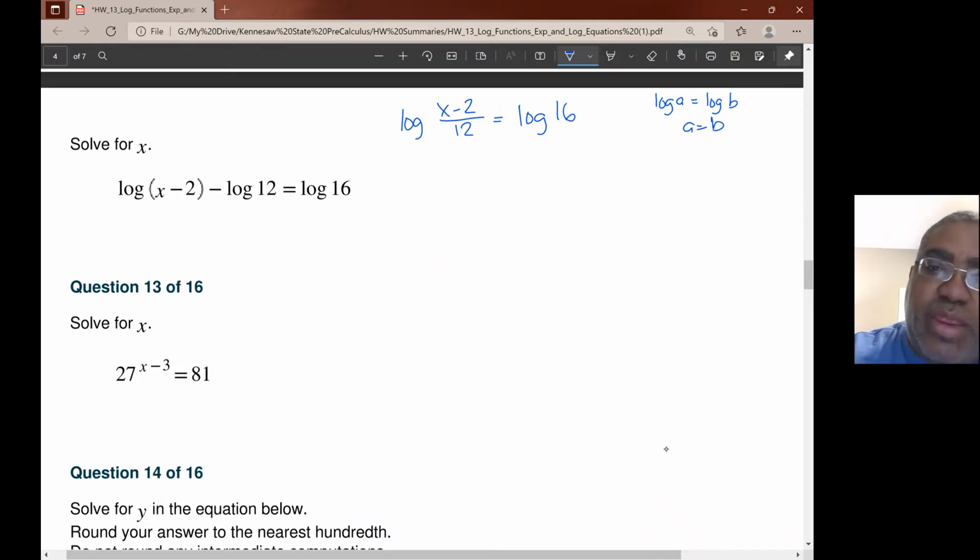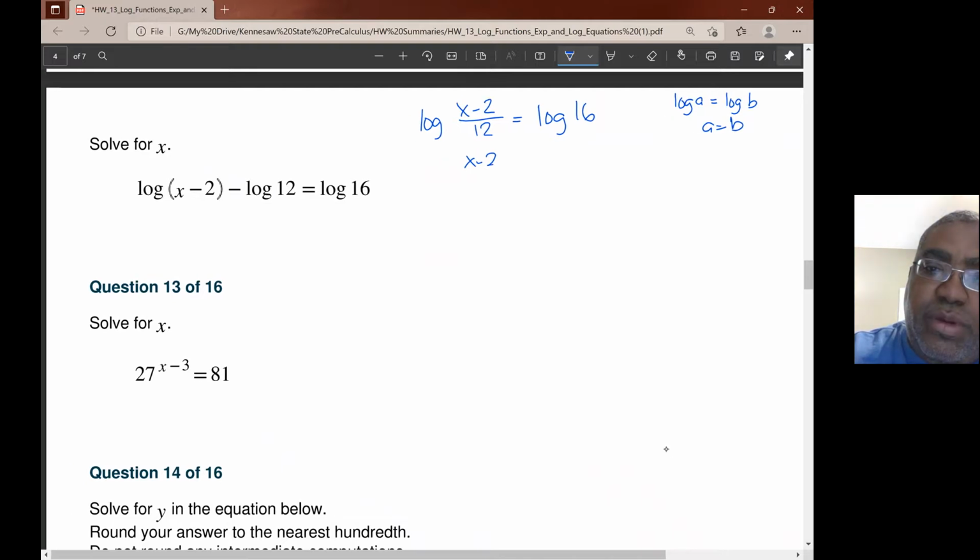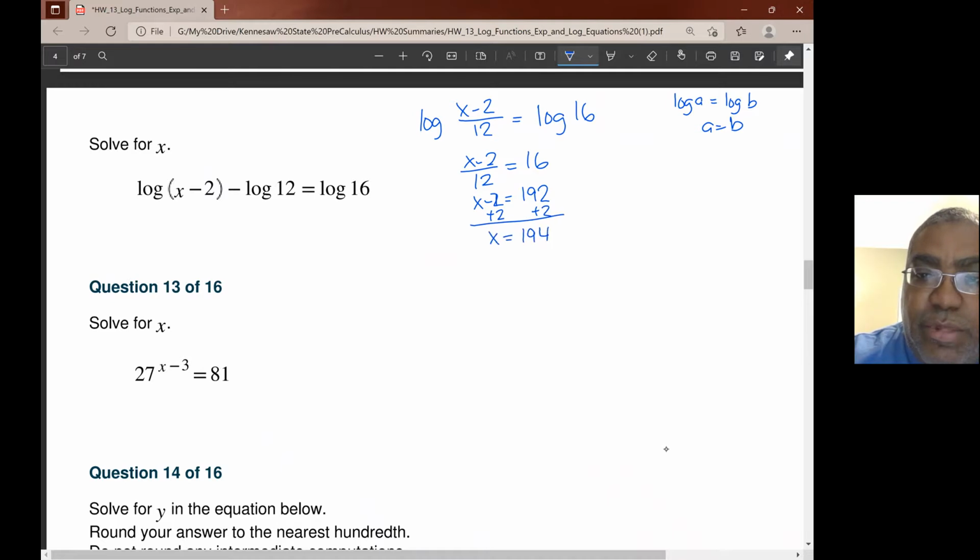All right, so that means that x minus 2 over 12 is equal to 16. Multiply 12 by 16, and you get a big number. You get x minus 2 is equal to 192. Add 2. That means that x is equal to 194.